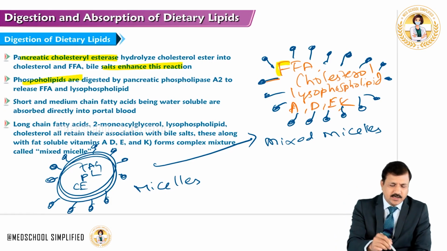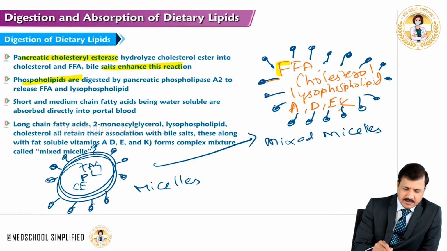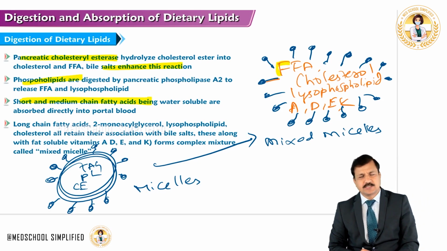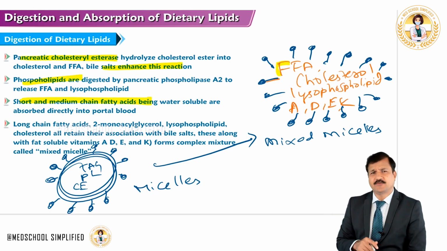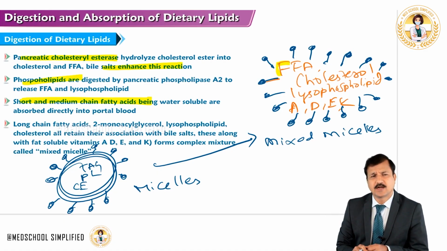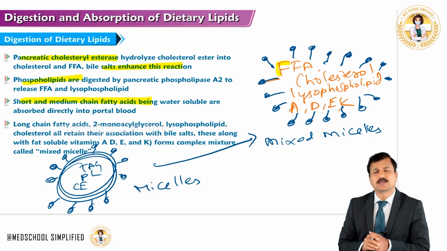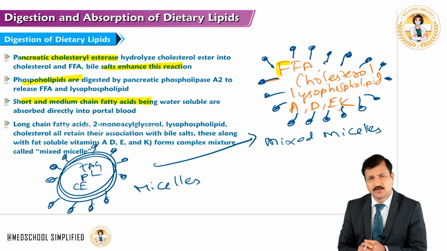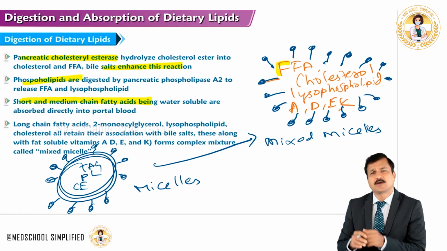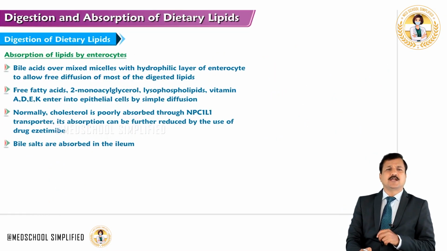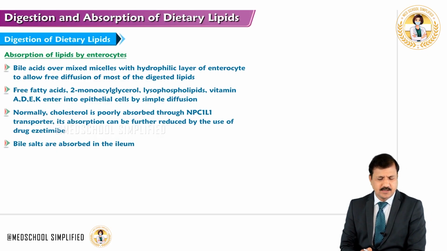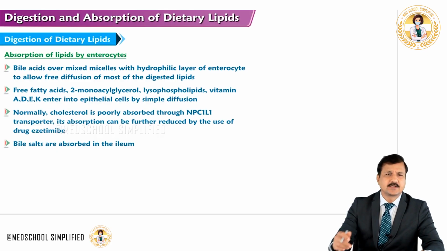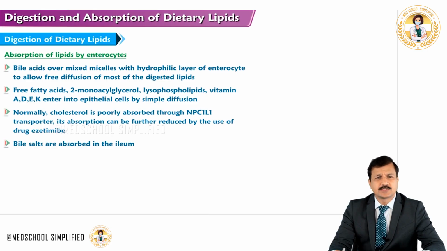Now coming to the short and medium chain fatty acids. Short and medium chain fatty acids are not part of the mixed micelle because short and medium chain fatty acids being water soluble, they are absorbed directly into the portal blood. Only the long chain fatty acids and other molecules are part of the mixed micelle, and now they are ready for absorption. Now let's get into the absorption of digested lipids from the enterocytes.